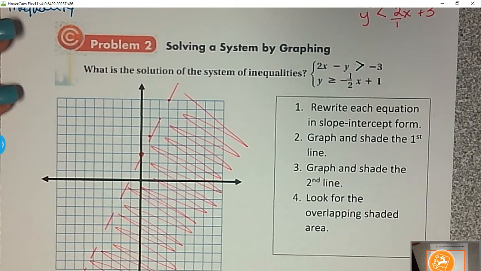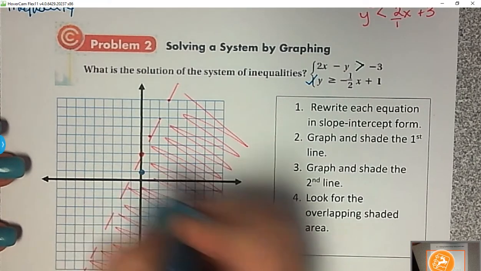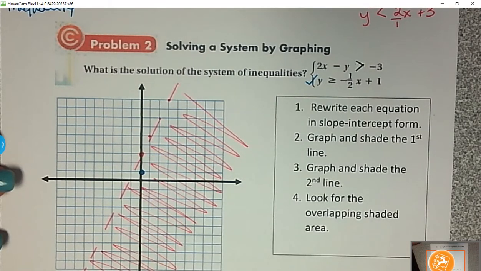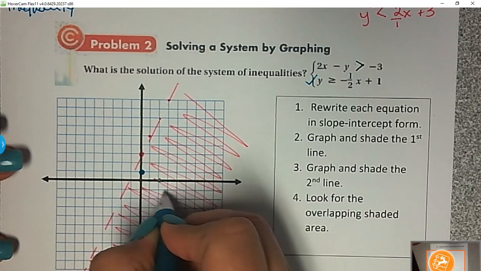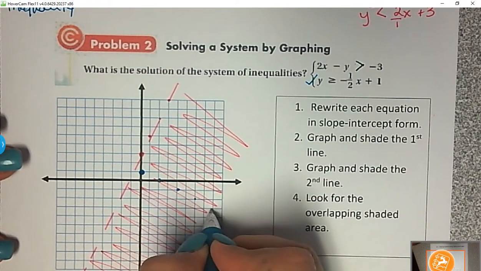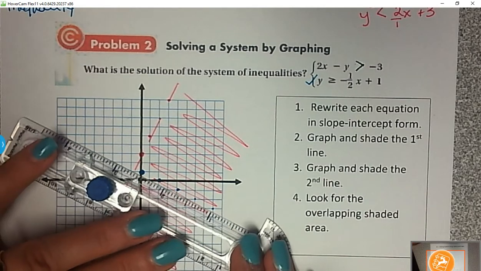Okay. For the other inequality, it's already in slope-intercept form, so I'm just going to graph it. That one will start on the y-axis at 1, and from there, you've got to graph your slope. And remember, that negative can go on the top or on the bottom, but not both places. So I'm going to put it on the top. I'll go down 1 and right 2 several times here. Will that one be a solid or a dotted line? Solid. Solid because it has that equal bar.